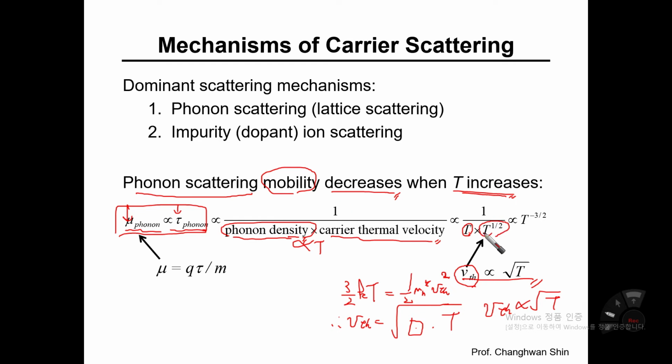Okay, then if you do some simple math, then you're gonna end up with mobility by phonon being proportional to what? Temperature to the minus 3/2. Okay, so as temperature increases, the phonon scattering mobility is degraded.